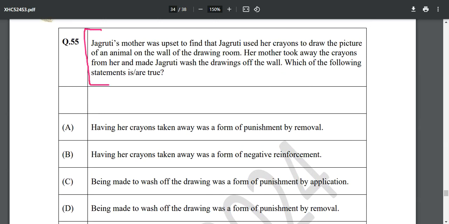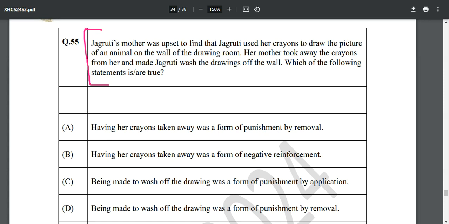Jagruti's mother was upset to find that Jagruti used her crayons to draw the picture of an animal on the wall of the drawing room. Her mother took away the crayons from her and made Jagruti watch the drawings on the wall. Which of the following statements are true? Having our crayons taken away was a form of punishment by removal.